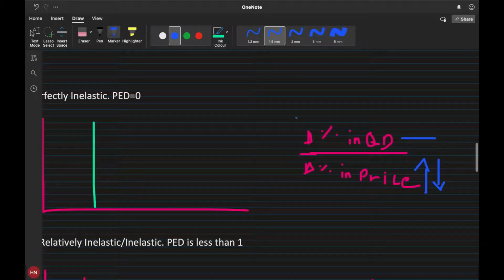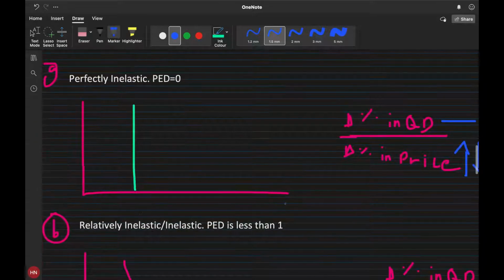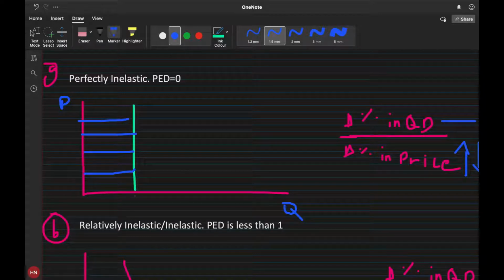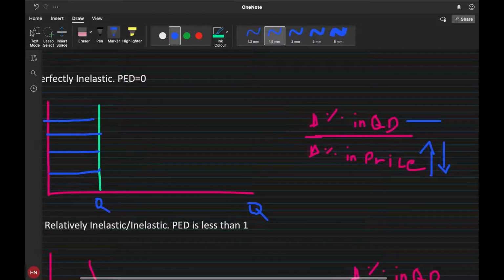QD remains constant because we know that the x-axis represents quantity, the y-axis represents price, and so whenever there are changes, let's say over here, even over here, there are changes in price, price is increasing, or even if the price is decreasing, the quantity remains the same, and so the value of PED over here is 0.